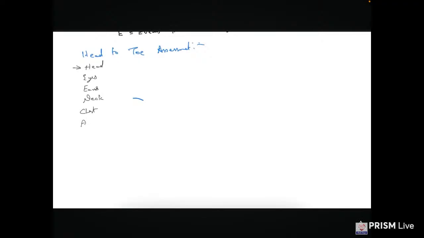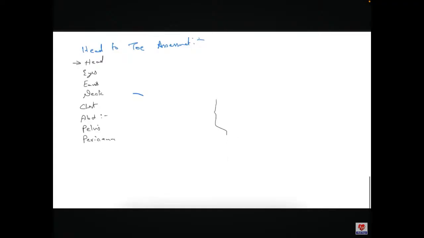Next, abdomen. In the abdomen, we check for any tenderness, rigidity, or distension. Next, the pelvis. We have to check the stability, and whether any fractures are there. Next, we go to the perineum. In the perineum, we check for any lacerations or hematoma. Next, rectal or vaginal, we check rectal tone, bleeding, and everything.